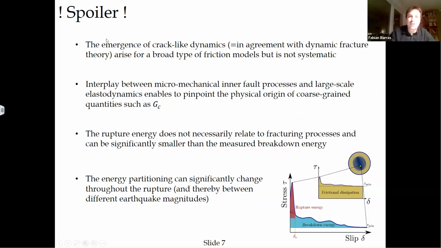Okay, so that's a bit the outline of the talk in the form of a spoiler. What I will show tonight is the emergence of crack-like dynamics. What I mean by this is a dynamics that is in quantitative agreement with dynamic fracture theory, arising for a broad type of frictional models. I will show you two examples tonight: one with rate and state friction and one with the shearing of a gouge that has some thickness, with thermal pressurization. Two systems that are quite different, but in both we see the emergence of rupture dynamics that agrees well with dynamic fracture theory.